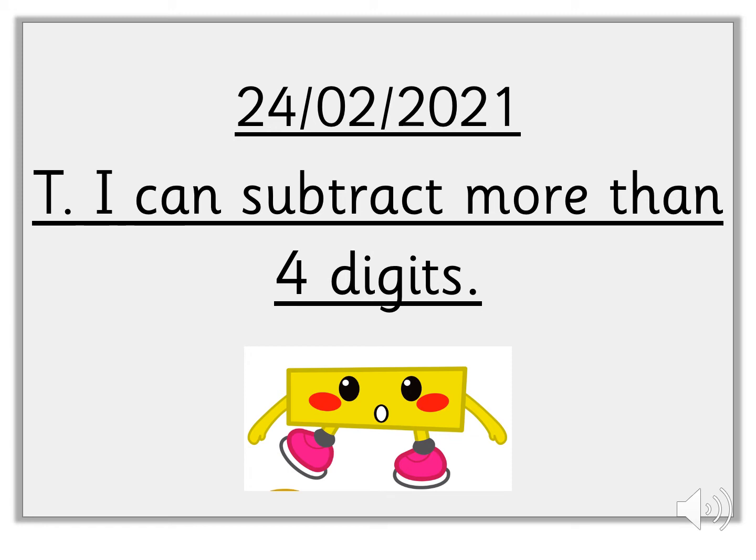It is the 24th of the 2nd, 2021, and our target is: I can subtract more than 4 digits. So we've done 2 days revising addition. Today we are going to start revising subtraction, and we are going to start with fluency. So get your date and target written. Make sure your 4 square is completed for today, which is in the back of your maths book, and then join me for the main lesson.